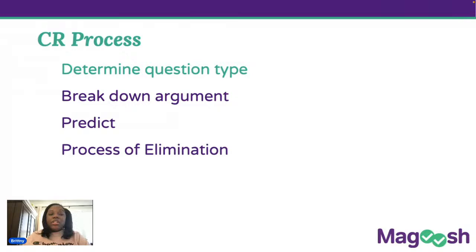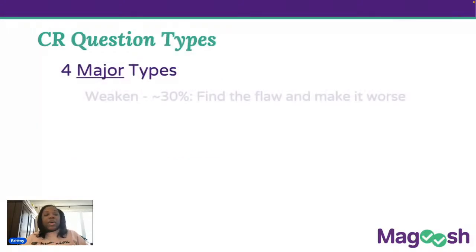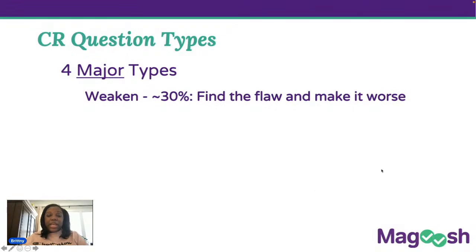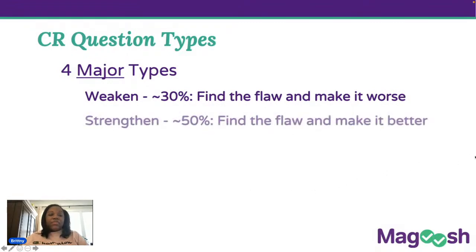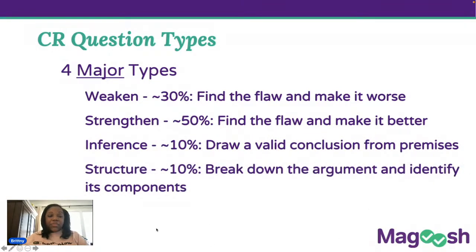So now that we've talked a little bit about breaking down the argument, and we focused on the different types of arguments you'll see, as well as the different types of flaws that you'll see, let's talk briefly about determining the question type. So there are four major question types that you're going to see on the GMAT. The first one is weaken. The second one is strengthen. The third one is inference, and the fourth one is structure.